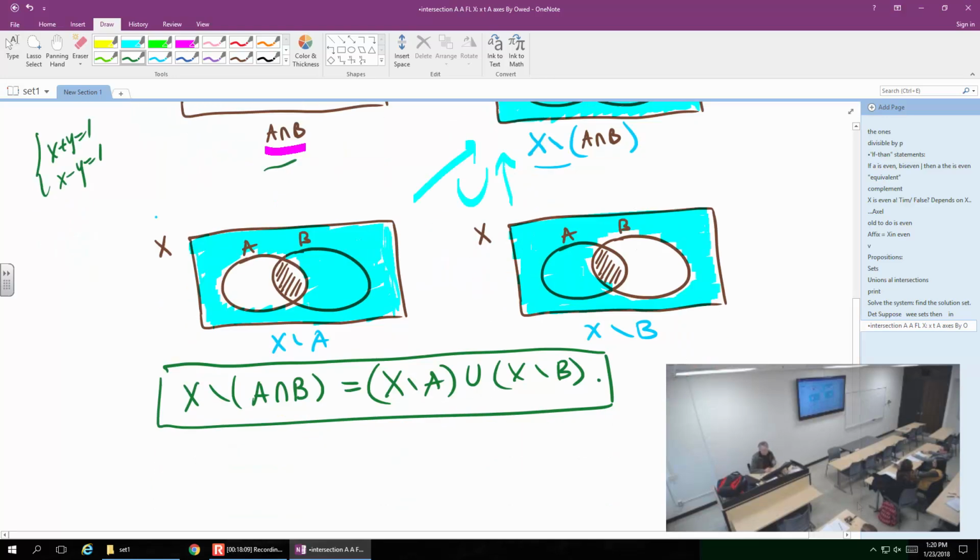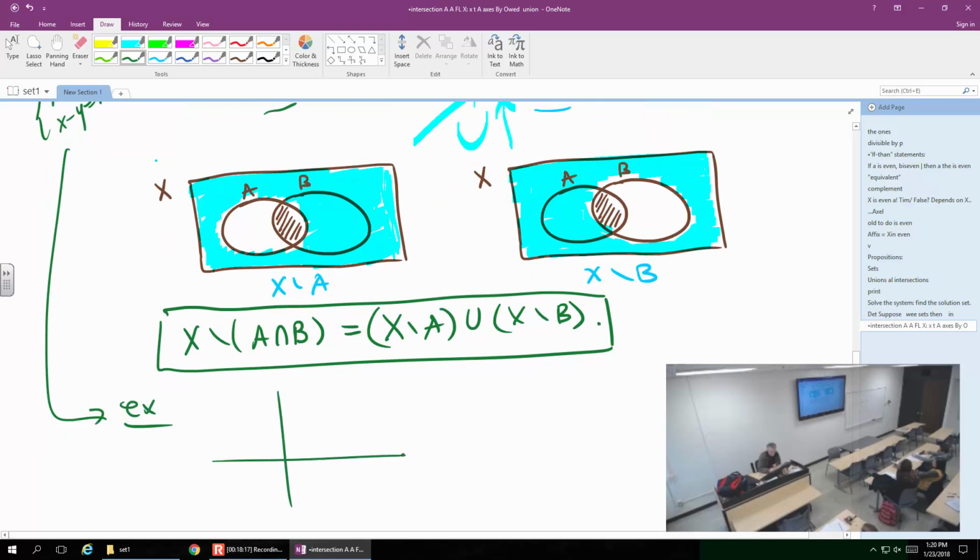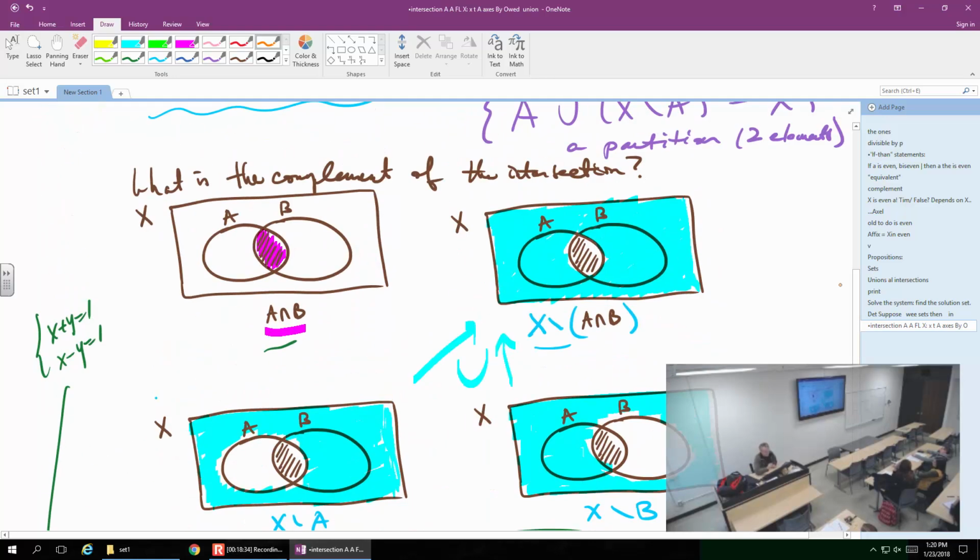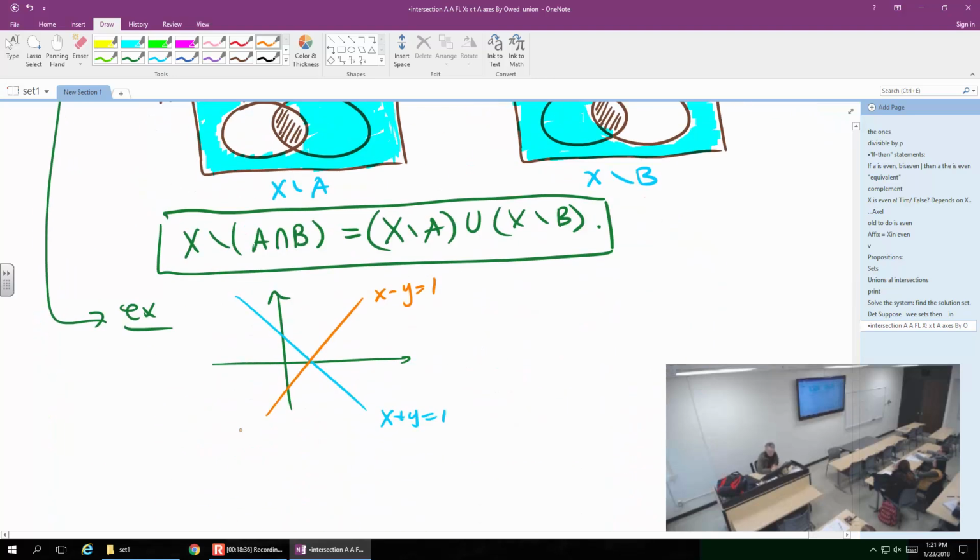So let me actually take that system over here and use it once again as an illustration of what we're doing. We have two lines. This one is x plus y is equal to 1, and this one is, if I'm not mistaken, x minus y is equal to 1. So then we started with the intersection. This is set A, this is set B, right? And this is the intersection, so A intersection B.